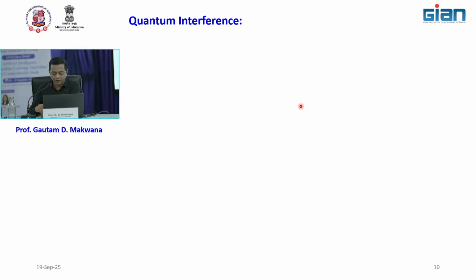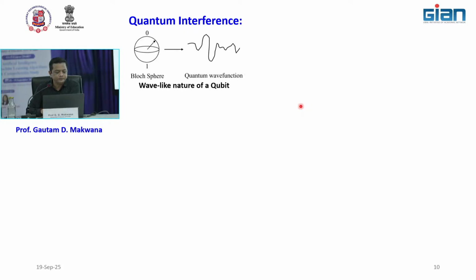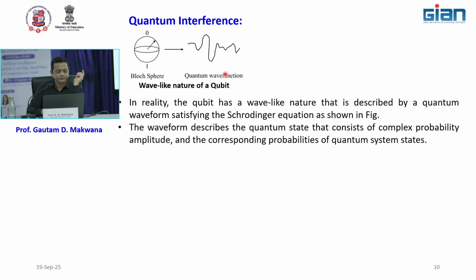Now, what is quantum interference? In quantum physics, a particle's shape can be represented as a quantum waveform. A qubit has a wave-like nature. This wave-like nature covers the states 0, 1 and the superposition of 0 and 1. So this is one kind of quantum waveform.